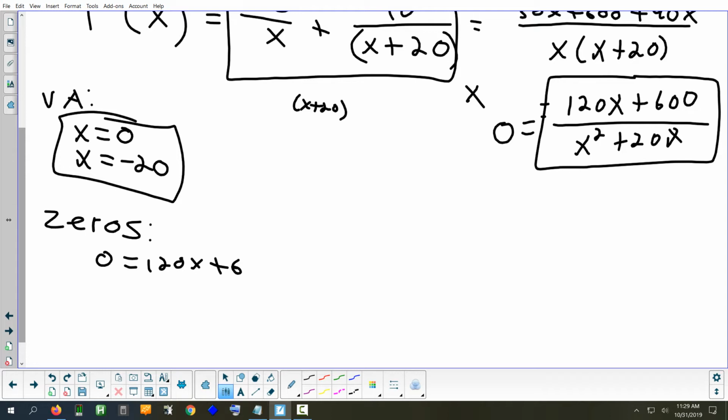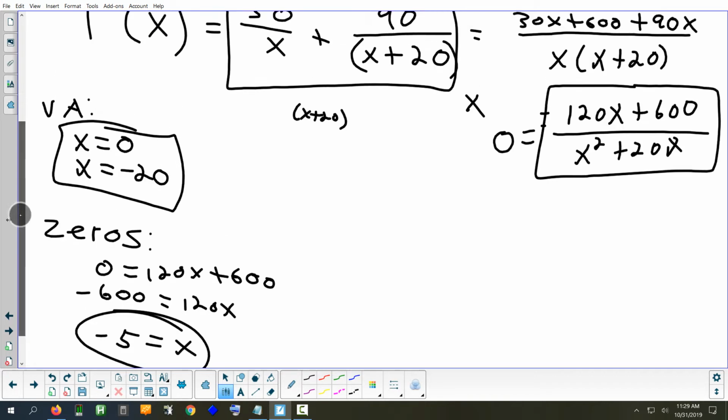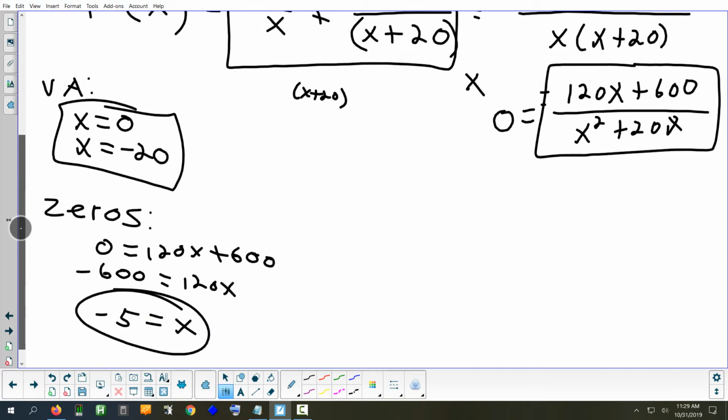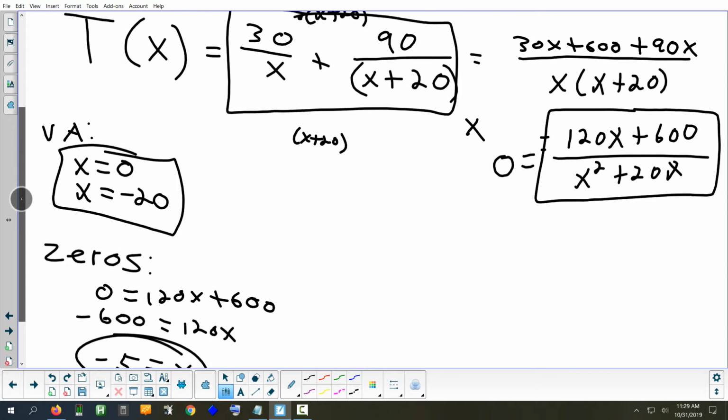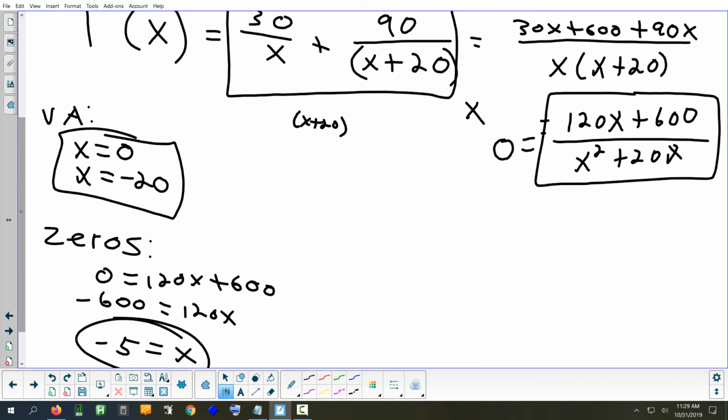120x plus 600. Bring the 600 to the other side. And what's 600 divided by 120? Yeah, negative 5. Okay. So if you plug in negative 5 for x, you will get 0 for y. Again, does it make sense in terms of the speed? No. But I found it. So that's my 0. My EBM.